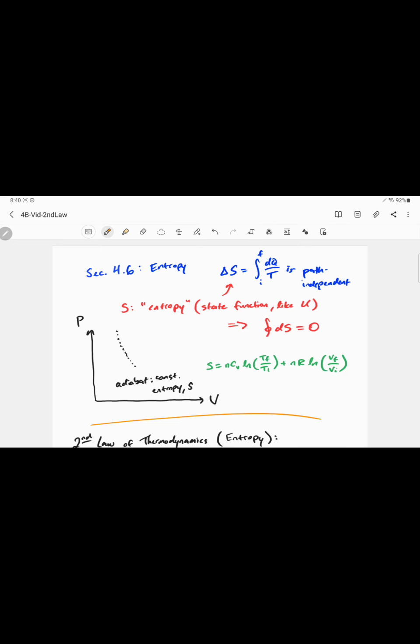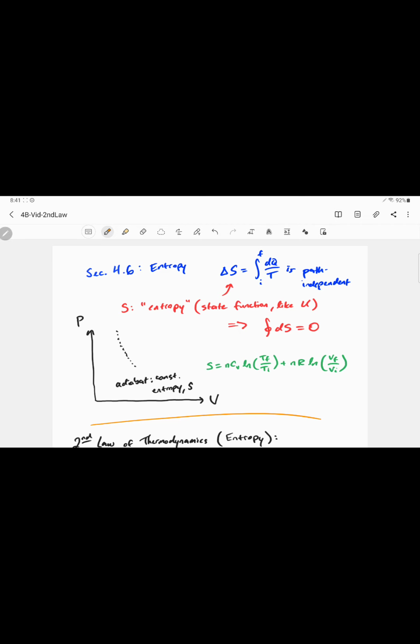Remember we were talking about the path dependence of heat. If you go from some initial point to some final point in the PV plane, how you get from the initial point to the final point affects the heat involved. But the delta S for these two would be the same. This delta S is equal to this delta S. It's just S final minus S initial. So the way to compute it is right here, the integral of dQ over T. So this thing called entropy is a state function, just like internal energy was. This also means that if you integrate this quantity around a closed path, you get 0.